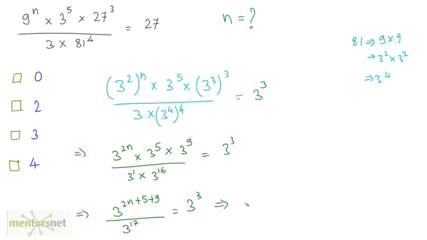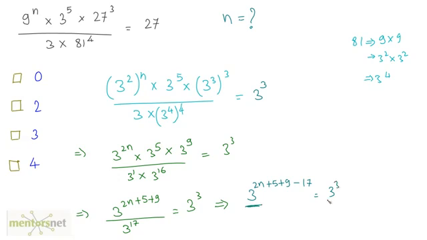This again can be simplified to, we have the law of indices of a by b, so I can write 3 raised to 2n plus 5 plus 9 minus 17. It is equal to 3 raised to 3.